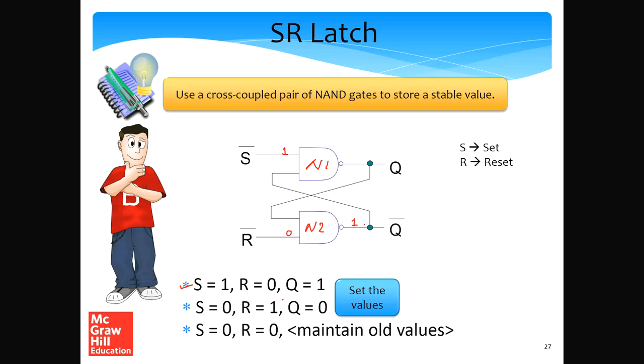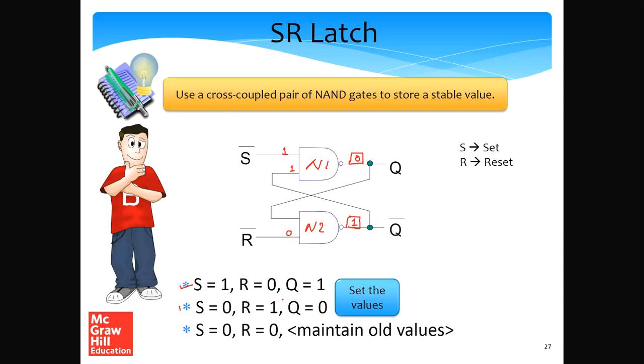Fine. In this case, 1 travels all the way up here. 1 and 1, the NAND of that is 0. And 0 and 0, the NAND is 1. So what we see is that in this case, if the reset signal is 1, the value of Q is set to 0 and Q bar is its complement, which is 1.